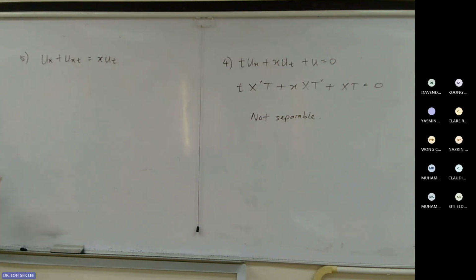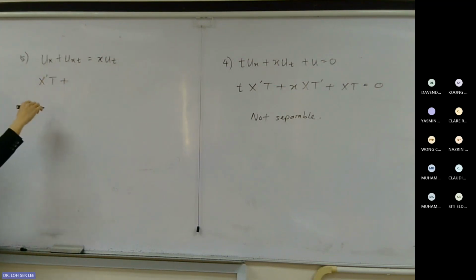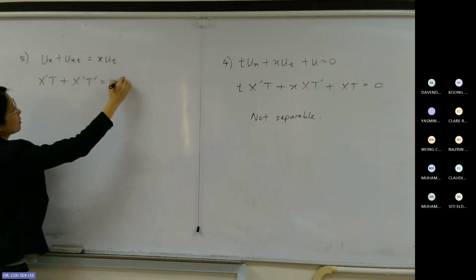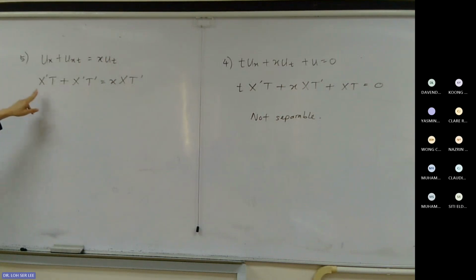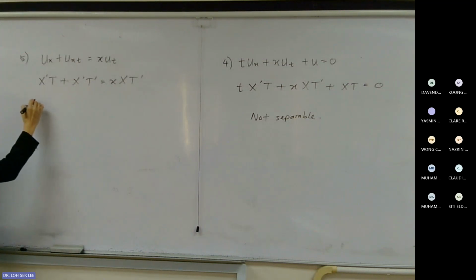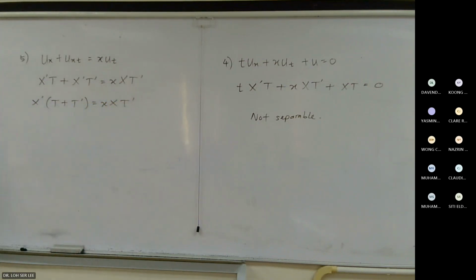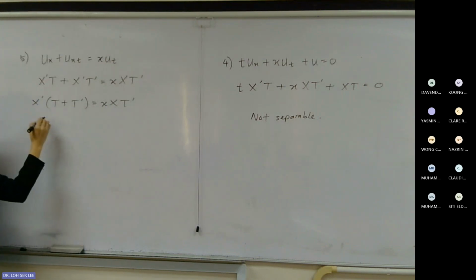Okay, x X prime t. uxt X prime t plus x prime t prime. Okay, this is x ut X t prime. Okay, try to check. We have this. After factorize x prime, you have the t. Okay, so we can factorize the x prime. Then move this to the left, this one to the right.